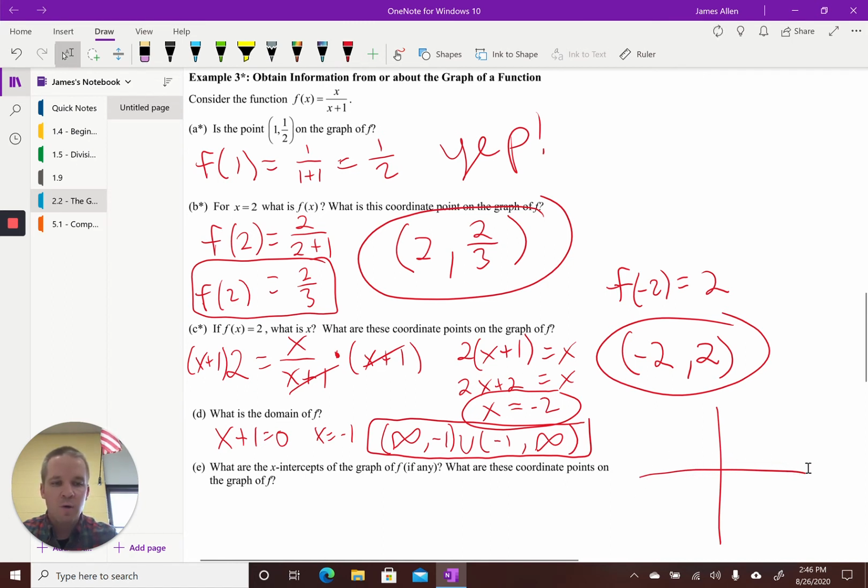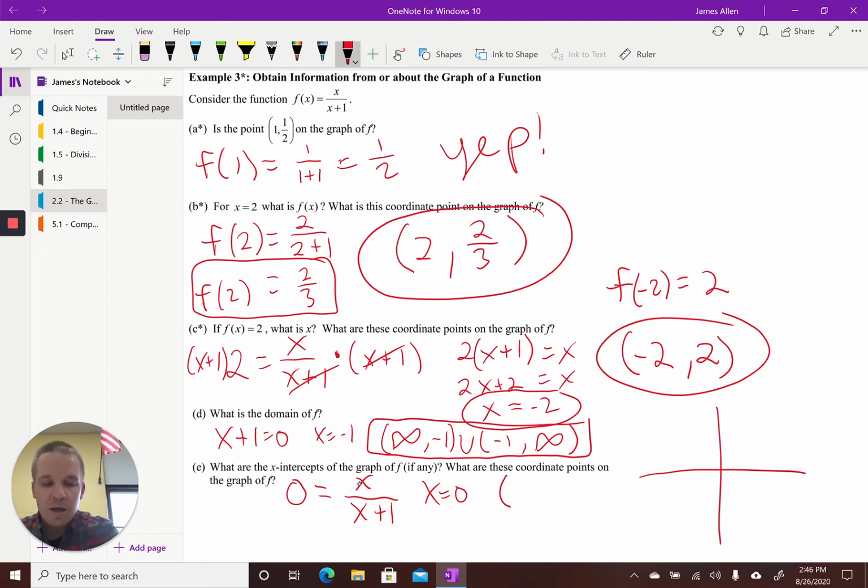What's my y value? My y value is 0, so my function value is 0. So if I were to take this and set x over x plus 1 equal to 0, the only way I'm going to get this to equal 0 is if my numerator is 0. If I had something like 2x plus 5 in the numerator, I'd have to set that equal to 0 and solve. But I just have x in the numerator, so x is going to be equal to 0.